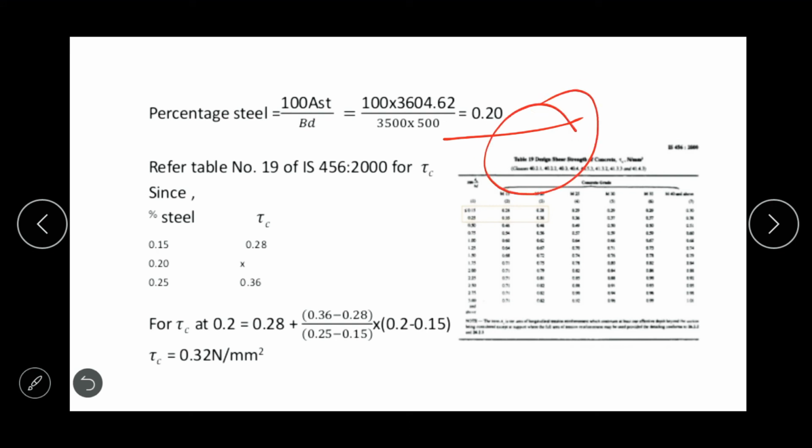From table number 19 of IS 456 we can determine the tau c value. Here in table number 19, the tau c value is not given for 0.2%. The tau c values for percentage of steel of 0.15% as well as 0.25% are given, but for 0.2% tau c value is not given. So we need to interpolate in order to determine the value of tau c. So the tau c value is 0.32 Newton per mm square after the interpolation.